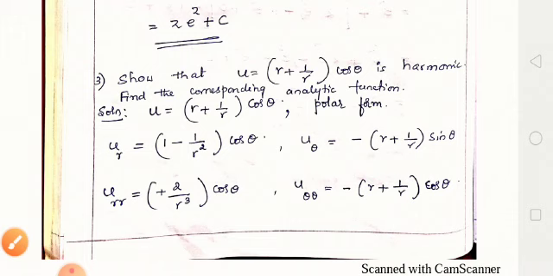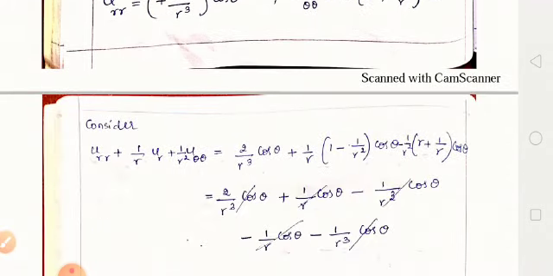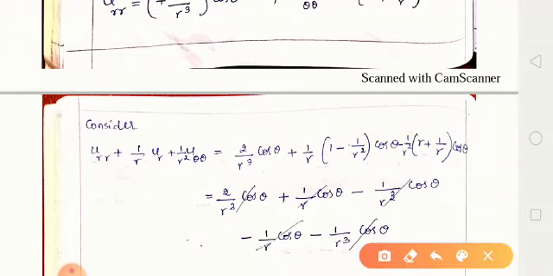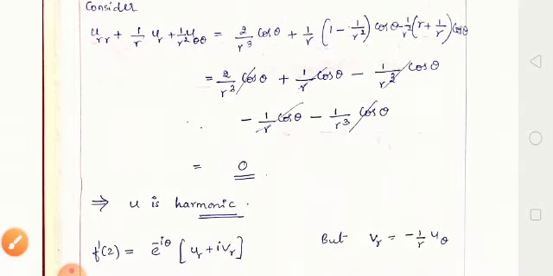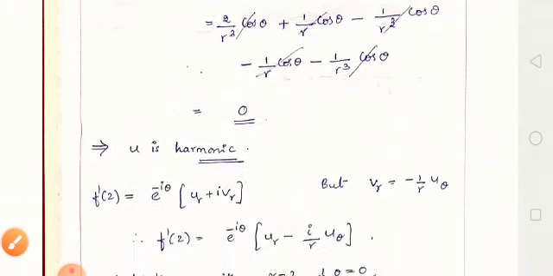Now we have to show that u is harmonic. For that purpose, consider the LHS of the formula. The required LHS is u rr plus 1 by r u r plus 1 by r square into u theta theta. We have all partial derivatives. Substitute them and simplify. On simplification, we get that it equals 0. That implies the given function u is harmonic.